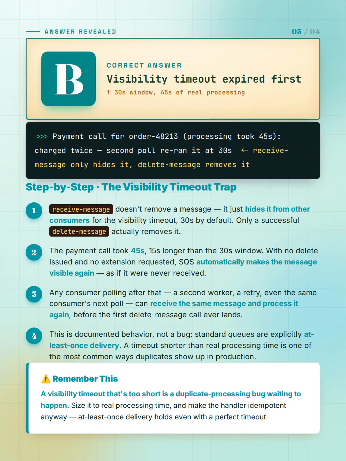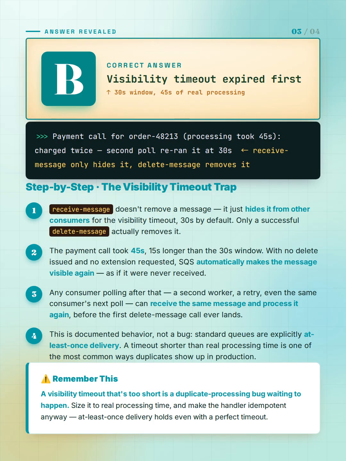At the 30-second mark, with no delete issued yet and no extension requested, SQS automatically makes the message visible again, exactly as if it had never been received. Any consumer polling after that, a second worker, a retried invocation, even the same consumer's next poll, can pick up that same message and start its own run, including its own call to that same slow payment API. The first consumer's delete call still succeeds afterward because its receipt handle was valid when it was issued. But by then, a second independent charge has already happened.